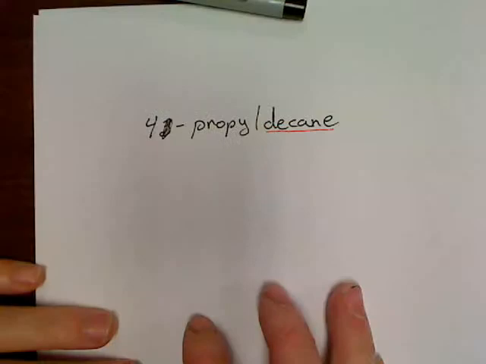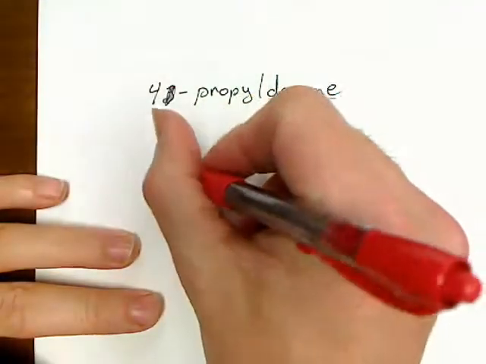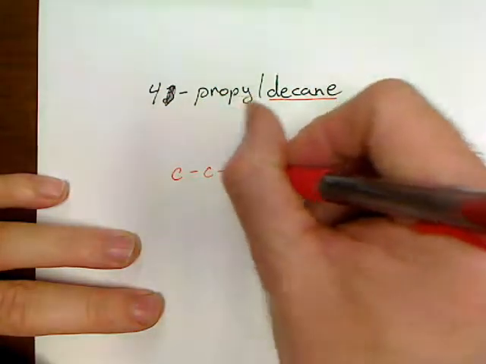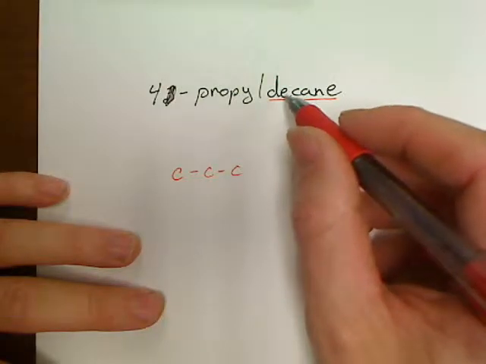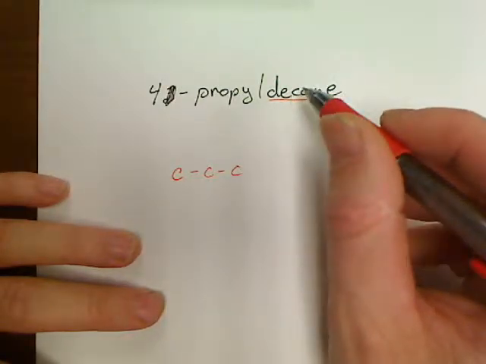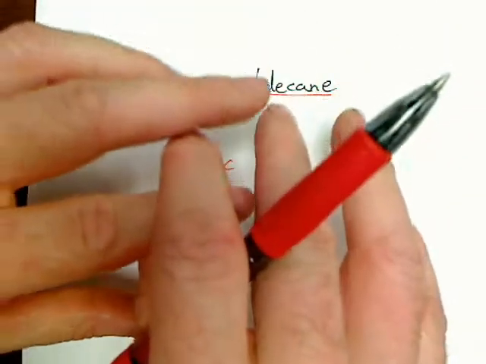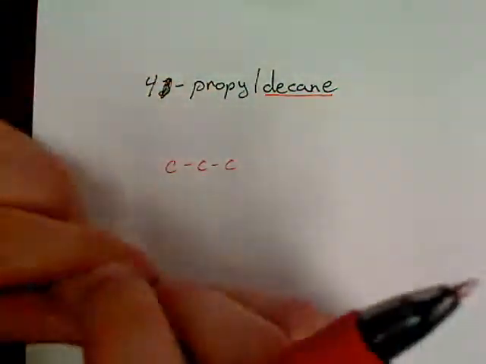The root of the word is decane. That means I need four C's. 1, 2, or 4. I'm a goob. Oh, I just said that on video. Ignore that. This never happened. Oh, wait, it did.